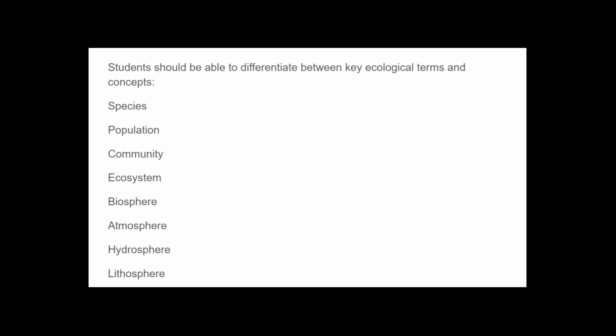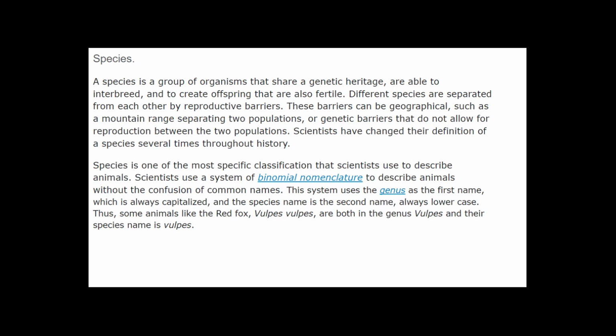So again, this just writes the same thing down. So species then. What is a species? A species is a group of organisms that share a genetic heritage. In other words, they all come from a similar common ancestor. And the key thing after that is they're able to interbreed and create offspring that are also fertile.